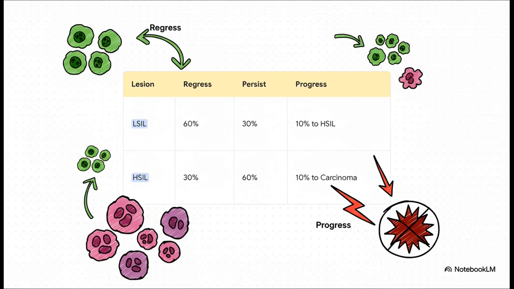But for high-grade lesions, HSIL, it's a different story. 60% will persist, and a critical 10% will progress to cancer. And that 10% risk is exactly why we consider HSIL a true precancerous lesion and we treat.